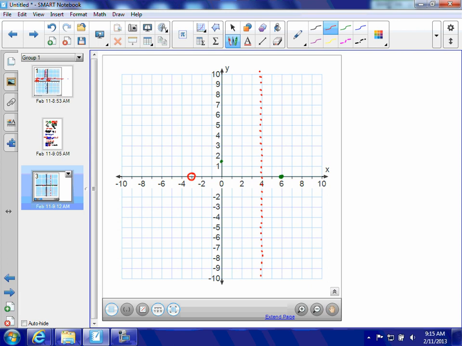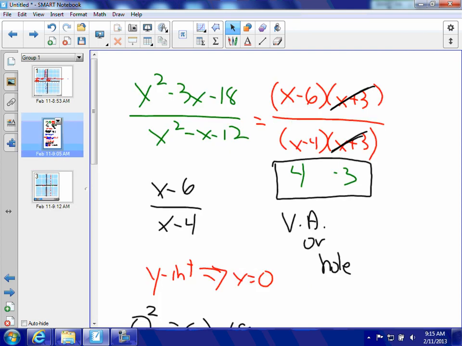Yes? I don't understand why there's a hole. I thought you said it was supposed to be one or the other. It is. So my two things that were excluded from my domain were 4 and negative 3. So at 4, it's either going to be a vertical asymptote or a hole. And at negative 3, it's going to be a vertical asymptote or a hole. Make sense? So you can have multiple vertical asymptotes. You can have multiple holes. But each one of these numbers that's restricted from the domain is either going to be a vertical asymptote or a hole. Good? Okay.